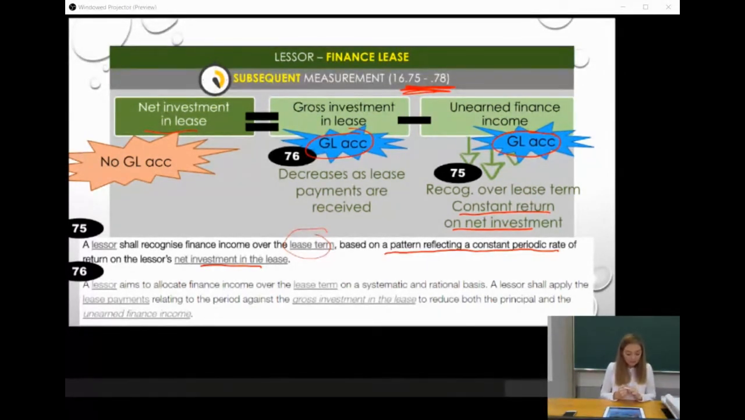Paragraph 76 says a lessor aims to allocate finance income over the lease term on a systematic and rational basis. A lessor shall apply the lease payments relating to the period against the gross investment in the lease to reduce both the principal and the unearned finance income. As we receive that lease payment, we first decrease our gross investment in the lease, and with that payment we have now earned some finance income. So some of that unearned finance income can now be released to the profit or loss as finance income received.